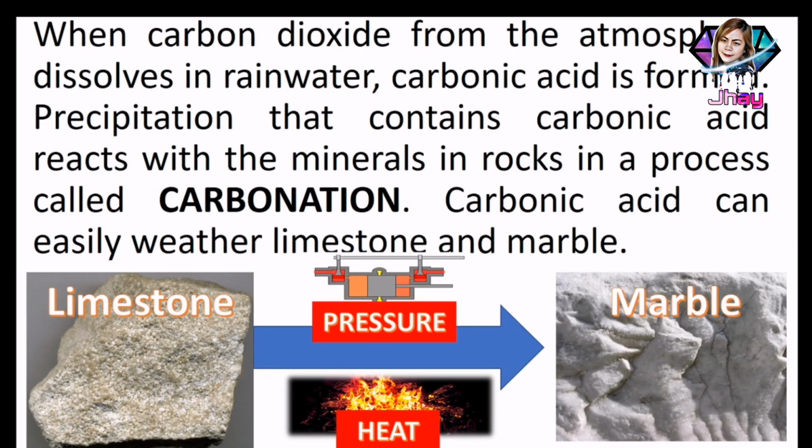Next is carbonation. When carbon dioxide from the atmosphere dissolves in rainwater, carbonic acid is formed. Precipitation that contains carbonic acid reacts with the minerals in rocks in a process called carbonation. Carbonic acid can easily weather limestone and marble. When pressure and heat are applied to limestone, it will produce marble.